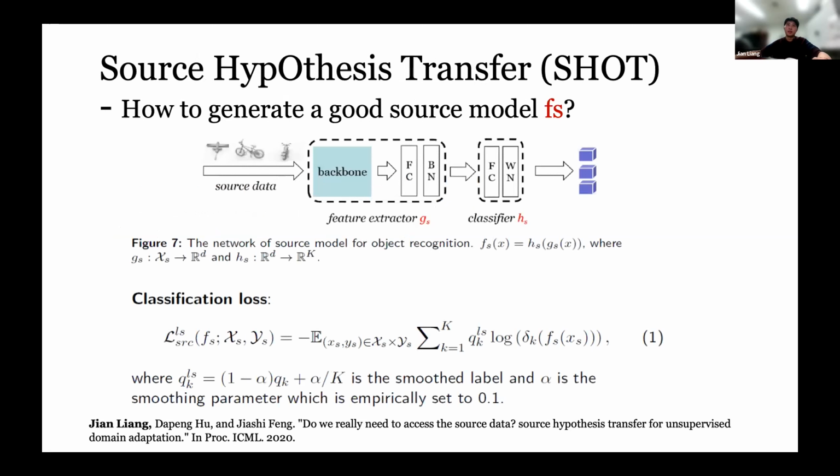So to address these issues, first we need to train a source model. The source model is simply trained using a standard classification loss, also known as label smoothing, in equation 1 here. Next page.